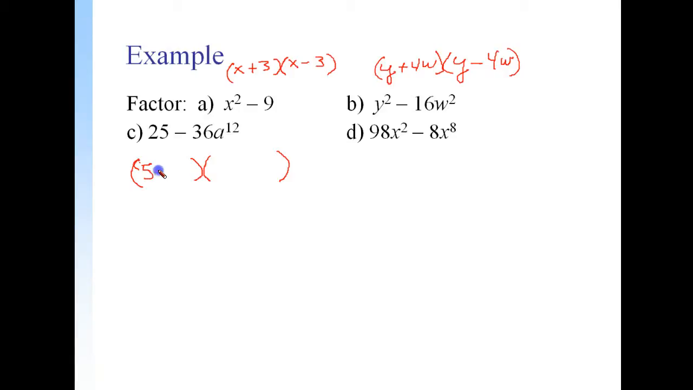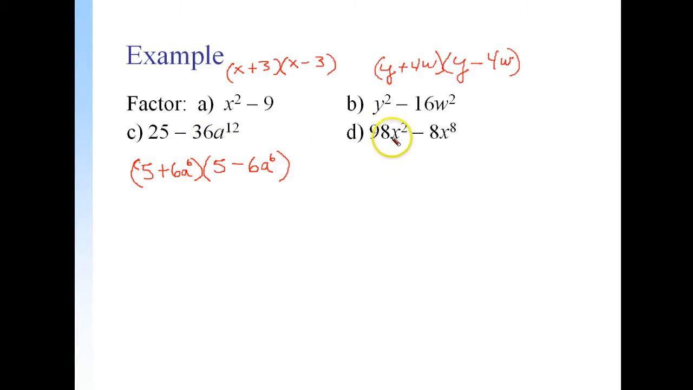5 plus 6a to the 6th, 5 minus 6a to the 6th. And then you can just FOIL it if you'd like to double check, but that is correct.